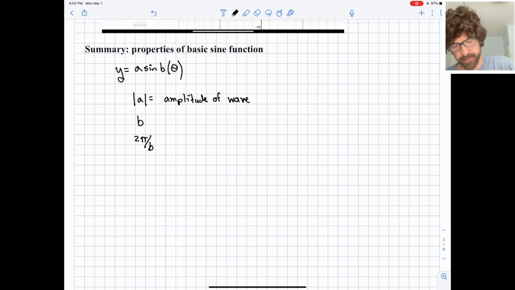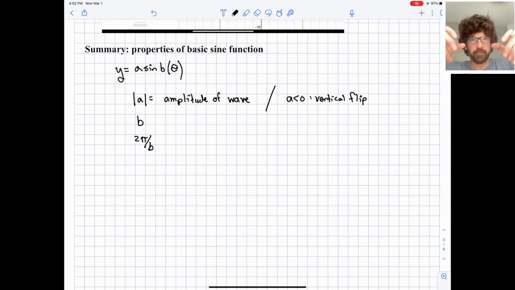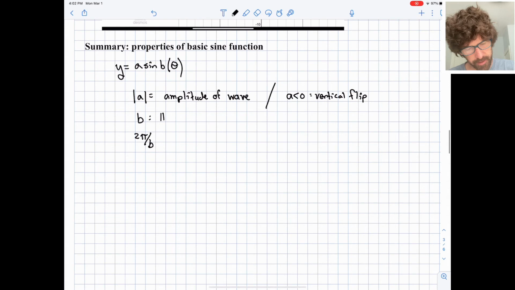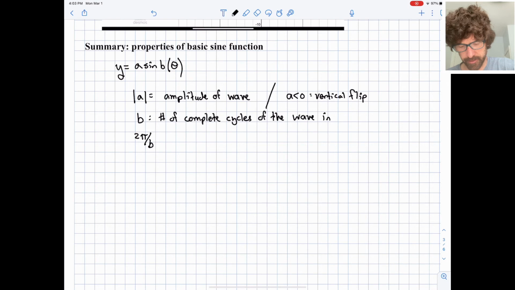If a is less than 0, by the way, we'll end up with a vertical flip, okay? That leads to a vertical flip. So we'll just flip the wave across the x-axis. B, by the way, is the number of complete wavelengths or complete cycles of the wave in the space of 2 pi.